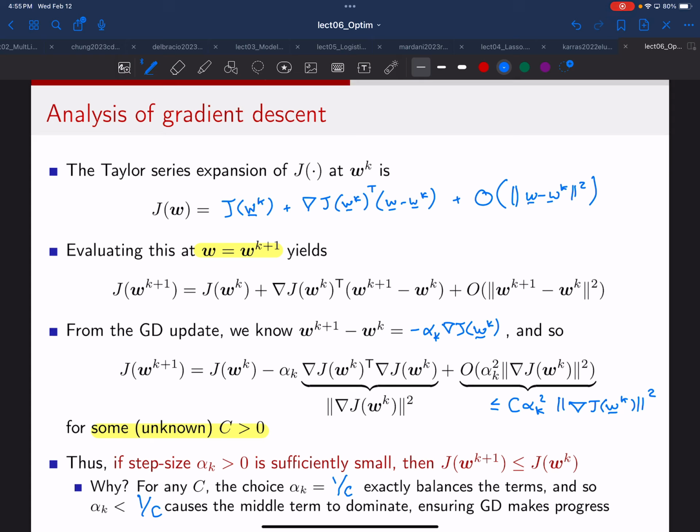Okay. So here you can see, this is why we need a small step size. If the step size is small enough, gradient descent will make progress in minimizing this function.